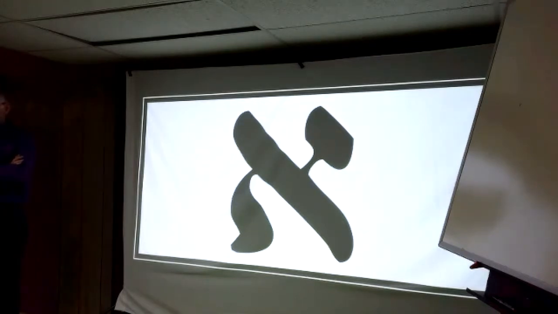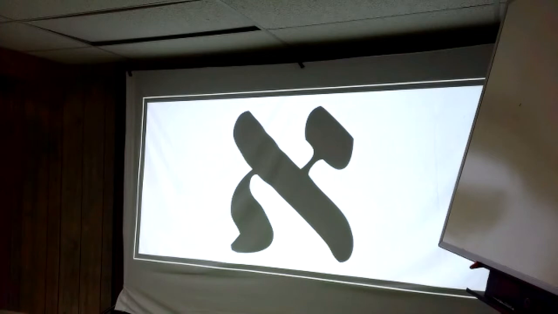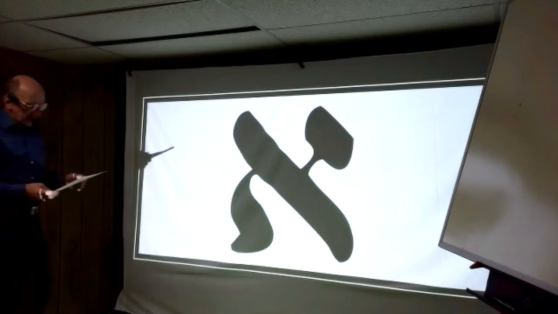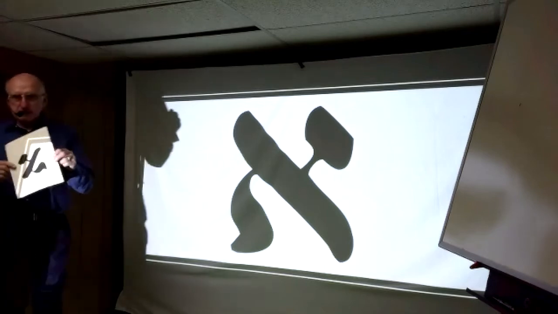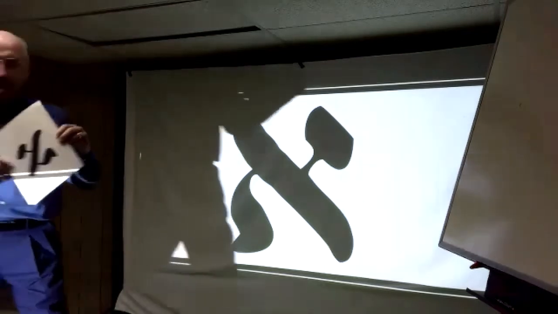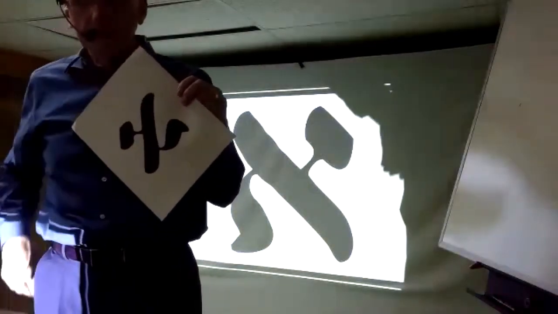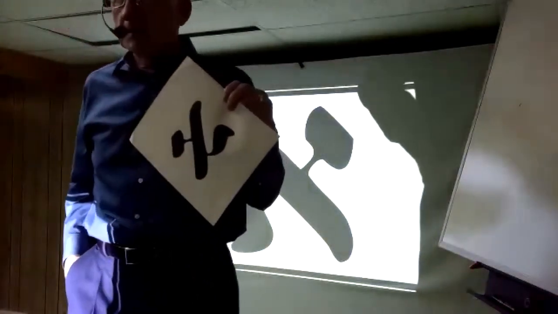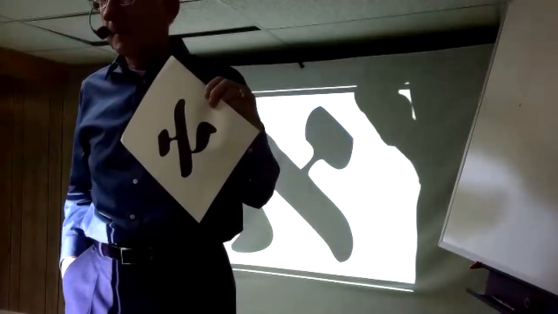And so let's just go through these letters, each one. This is the Aleph, right? Okay. This is kind of interesting, and I like this, but I got this right here. I'm gonna hold this up in front of the camera again. But if I turn that like that, what does that look like to everybody?